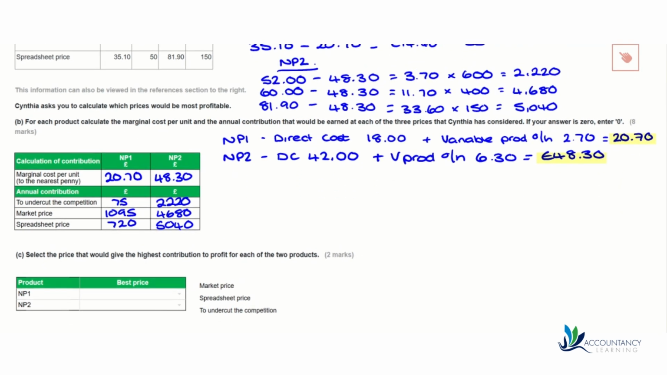Underneath here then, we are asked to select the price that would give the highest contribution to profit for each of the two products. And all we're really doing here is just highlighting, identifying the highest of the two. So we can clearly see for NP1, it is that of the market price. And then for NP2, it is the spreadsheet price, which will give us the highest contribution.